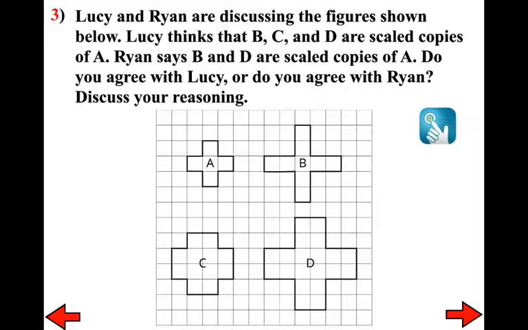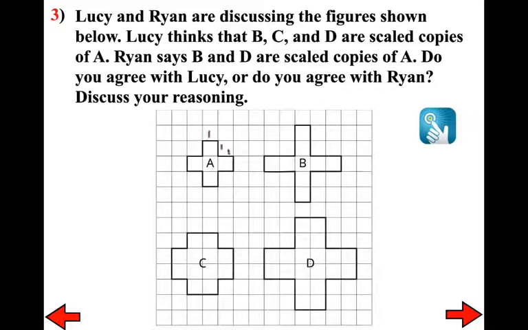Okay, number 3 says, Lucy and Ryan are discussing the figure shown below. Lucy thinks B, C, and D are scale copies of A. Ryan says that B and D are scale copies of A. So do you agree with Lucy or do you agree with Ryan? Discuss your reasoning. So I'm going to go about doing this the same way that I did the previous problem. But this time I'm just going to go ahead and figure out all the side lengths.